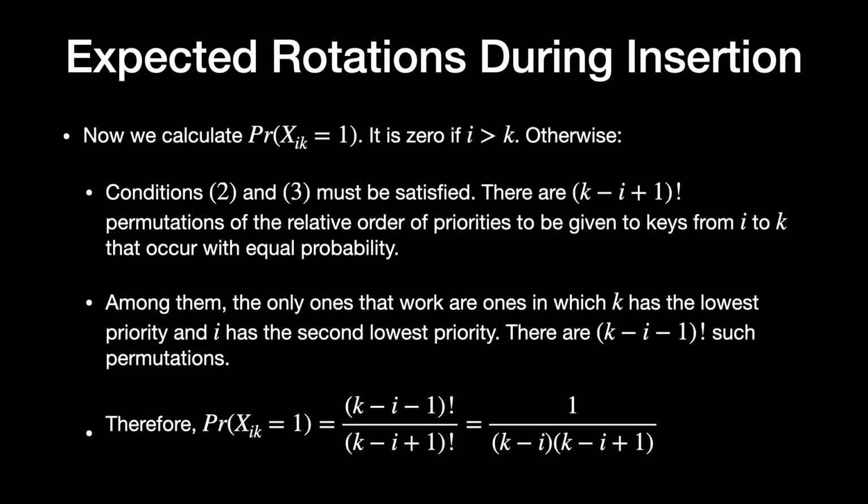So we are fixing the lowest priority key. We are fixing the second lowest priority key. Therefore, the number of permutations in this case is (k minus i minus 1) factorial. Therefore, the probability of x_ik being 1 is equal to (k minus i minus 1) factorial divided by (k minus i plus 1) factorial. This is the same as 1 by (k minus i) times (k minus i plus 1).